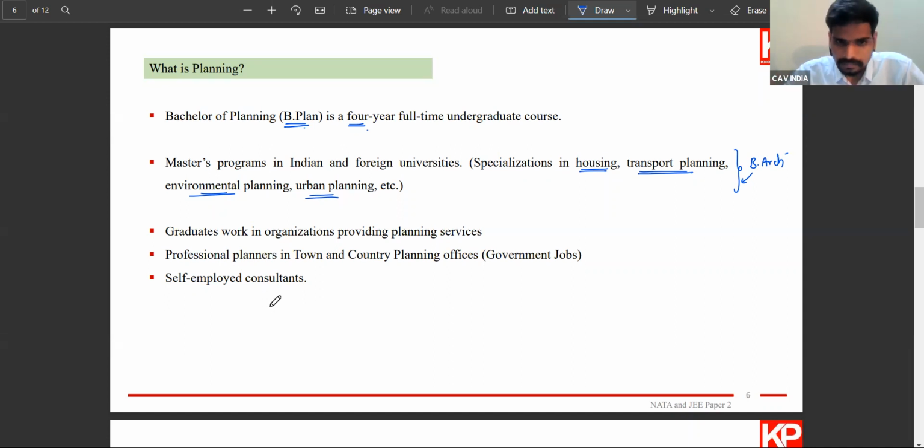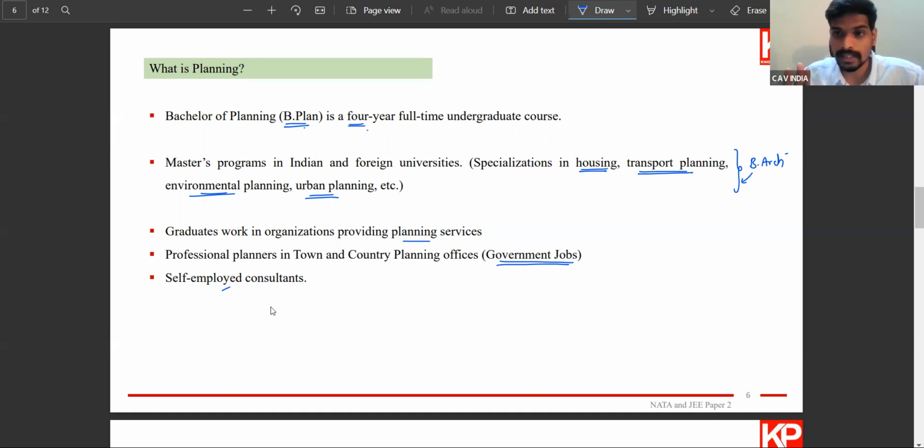That said, one more advantage of planning would be the work. What type of work? If you're doing a B.Plan and don't want to do a master's after that, and after 4 years want to directly join something or work somewhere, what is the scope? You can be self-employed as a consultant. You can provide planning services in various private companies, and there are a lot of government jobs available specifically in planning.